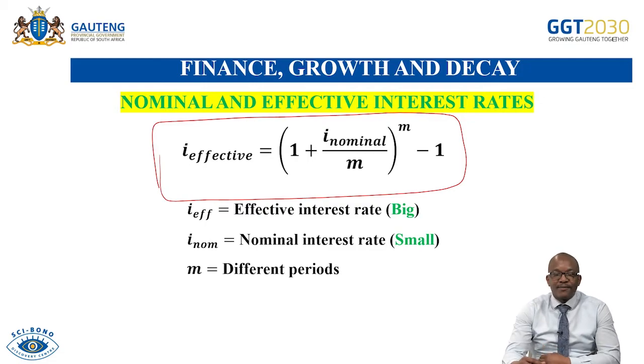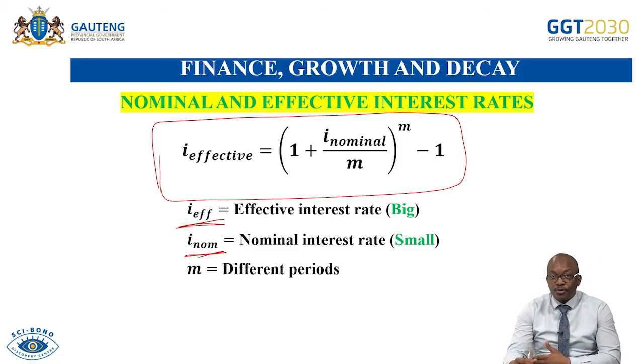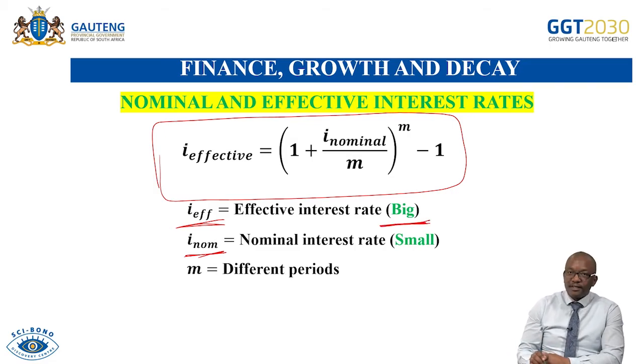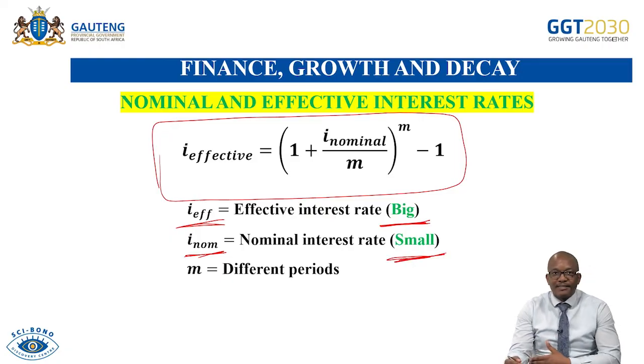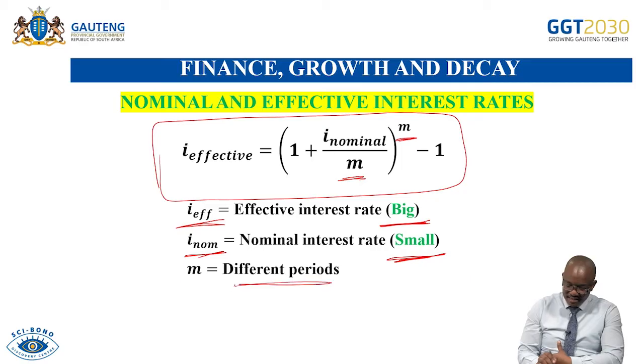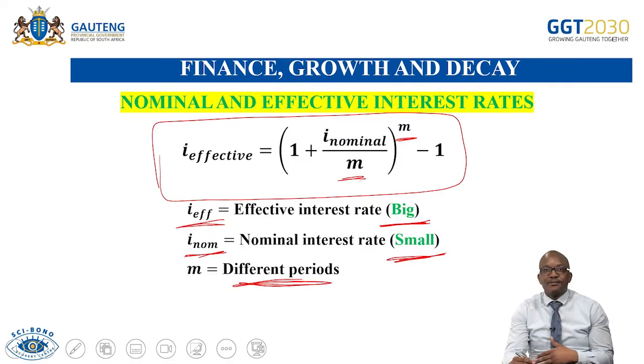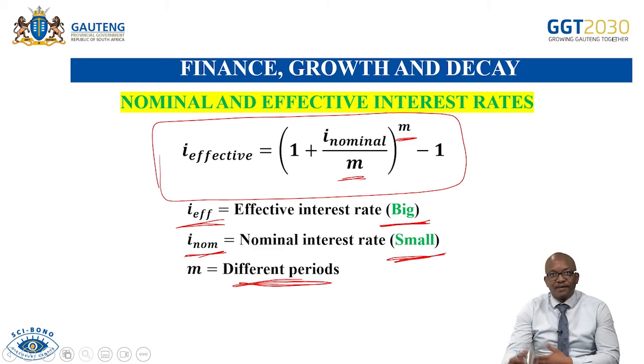Whether you write your test or you write your exam, you will always find this formula in the information sheet. So in the formula sheet, they will be using the abbreviation I with subscript EFF. So now you know that is your effective interest rate. And then the other one of nominal rate, it will be I and then subscript nom. So that you always know that the effective interest rate will be bigger than your nominal interest rate. And remember, M in this formula is representing different period. When we're talking about different period, it is what we've spoken about in this slide. Different periods are represented by the letter M.